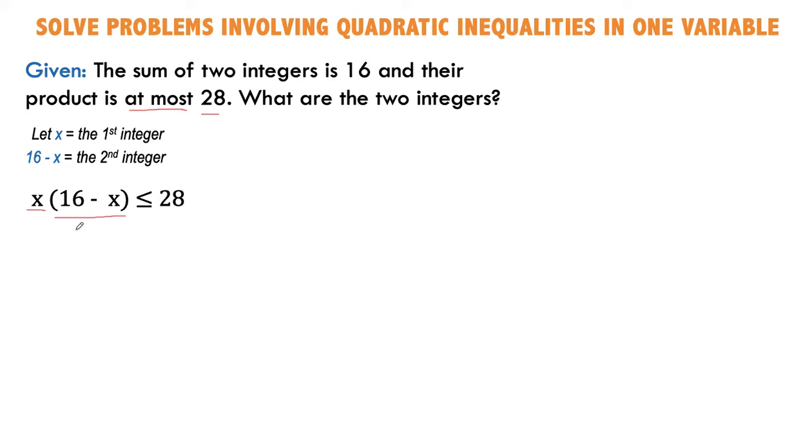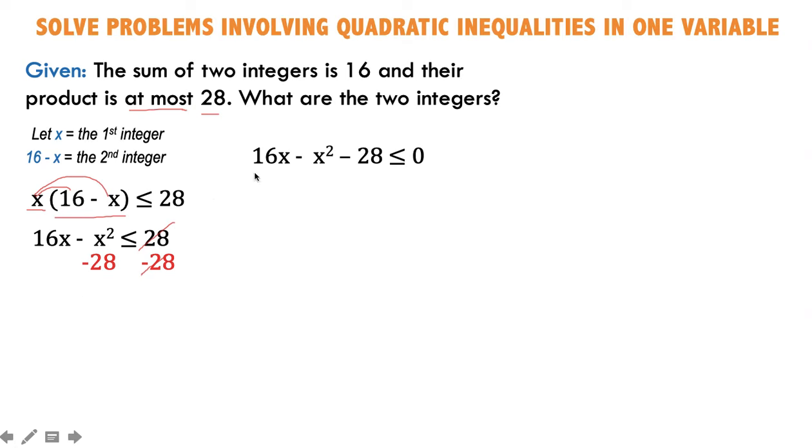From here, we're going to simplify it. x times 16, by distributive property, is 16x. x times negative x is negative x squared. Then write down at most 28. Then we want to express this in standard form of quadratic inequalities, so we make one side 0. Subtracting 28 on each side, because we want the right side to become 0. 28 minus 28 is 0. So the left side becomes 16x minus x squared minus 28 is at most 0.